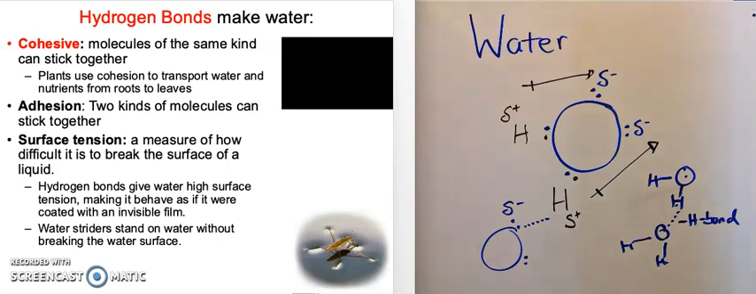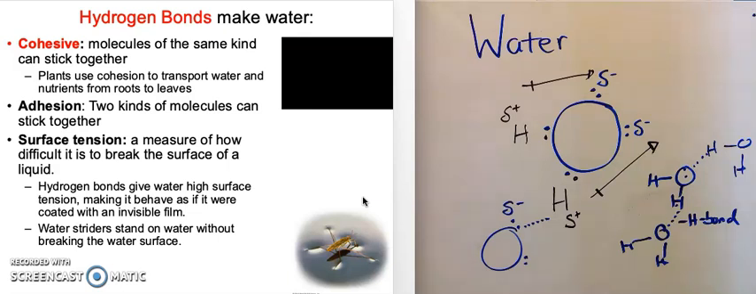Cohesion is the property of molecules of the same kind sticking together. So that's what happens in a glass of water. These opposite partial charges attract one another, and hydrogen bonds hold the water together. And so this is the property that allows water striders to walk on the surface of the water, because the force of the bug pushing down is less than the force of all the hydrogen bonds holding the water molecules together. This is also why you can kind of overfill a glass of water.